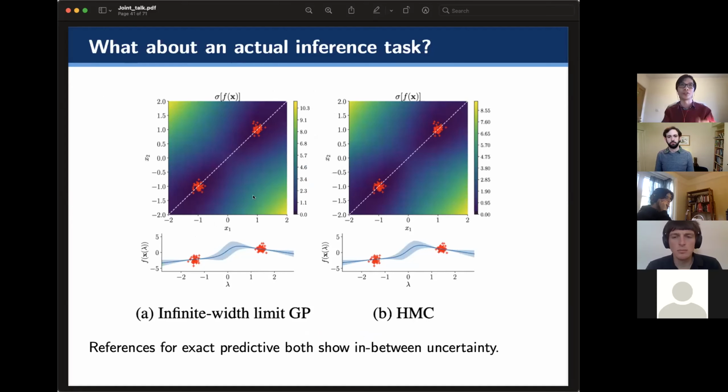So it's a 2D regression task, and the colors represent uncertainty. Yellow is high uncertainty, blue is low uncertainty. And the dashed white line is a slice through 2D input space, which we then show at the bottom. Now, the infinite width limit GP and Hamiltonian Monte Carlo actually agree very closely here, which gives us confidence that both of these actually look a lot like the true posterior. And they both show a lot of in-between uncertainty, increased uncertainty between the clusters.